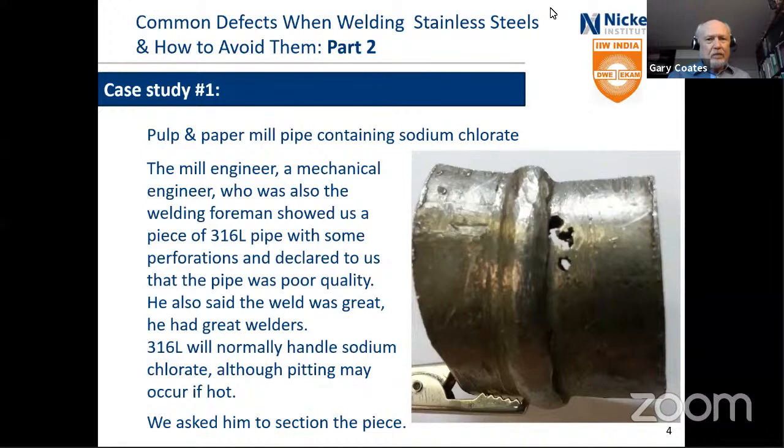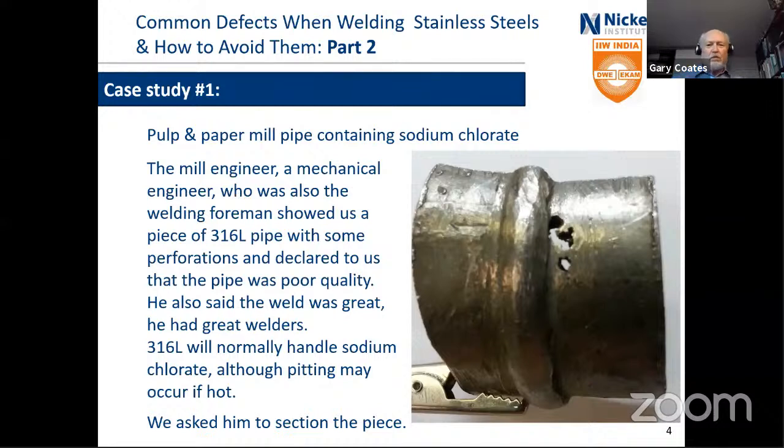This was from a pulp and paper mill. I went to the pulp mill, and the mill engineer came to me and showed us a piece of 316L pipe that had been in sodium chlorate service. Normally 316L is sufficient in ambient temperature sodium chlorate. It will pit if the temperature gets too high, but he declared to us that the pipe that was supplied was poor quality.